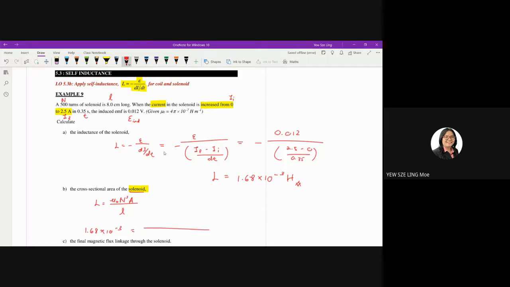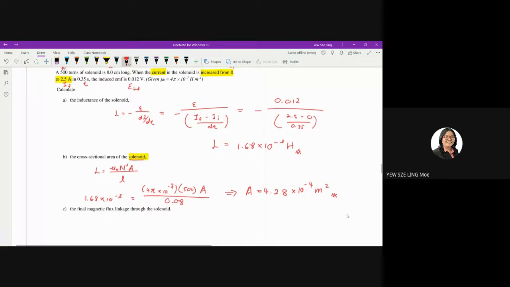mu naught, given 4 pi times 10 to the power of -7. Number of turns given is 500. And then A given, do we have A? No, that is the thing that we want to calculate. And then the length is X cm, which is 0.08. Rearrange the equation. The cross-sectional area is equal to 4.28 times 10 to the power of -4 meters squared. So that is the answer for question B.